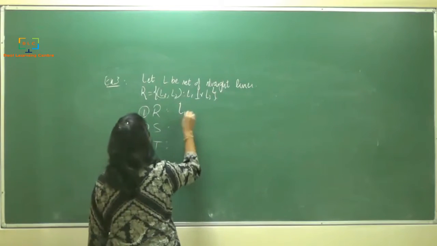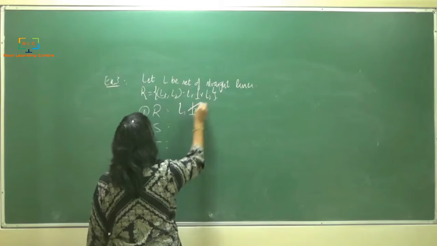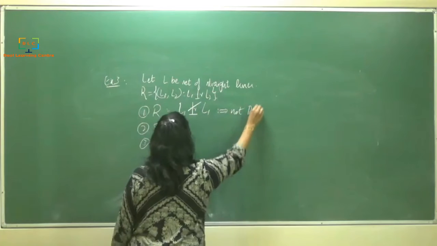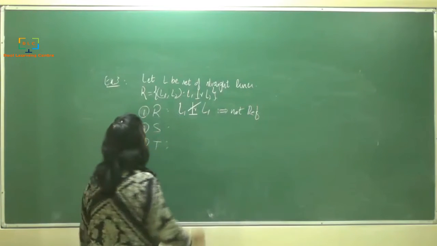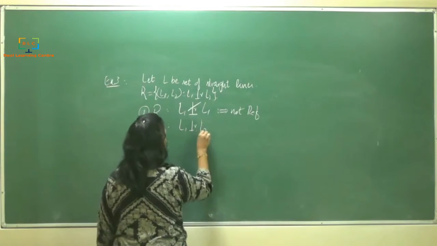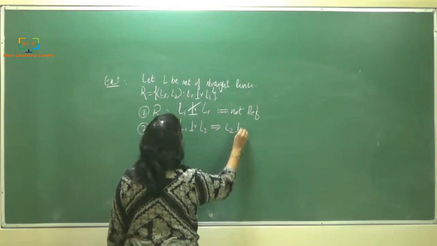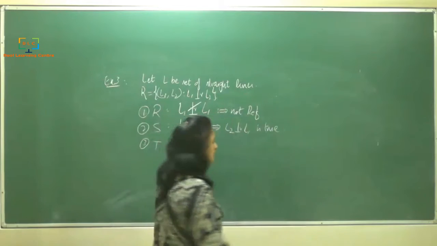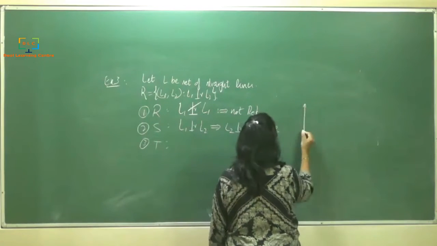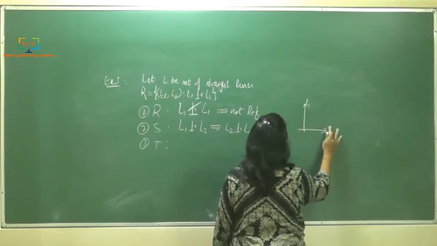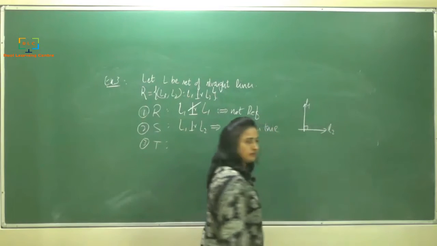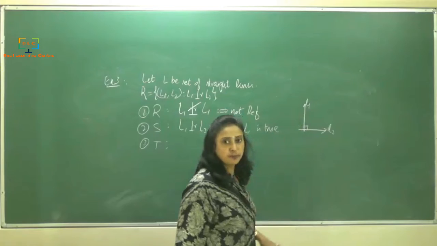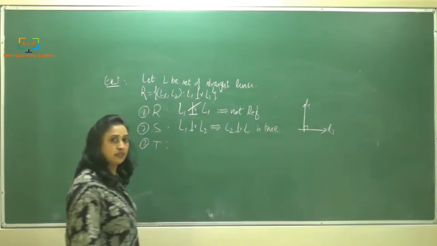See, L1 cannot be perpendicular to itself. Therefore, it is not reflexive. And then if L1 is perpendicular to L2, this implies L2 is perpendicular to L1 is true. Yes or no? See, you have line number 1, line number 2, they are perpendicular to each other, which means L1 is perpendicular to L2, obviously L2 also is perpendicular to L1. So that is obviously true.